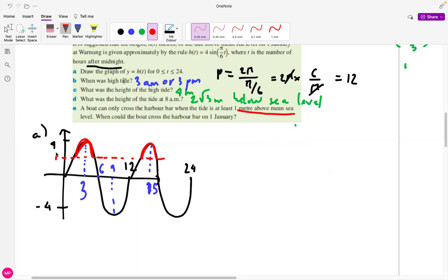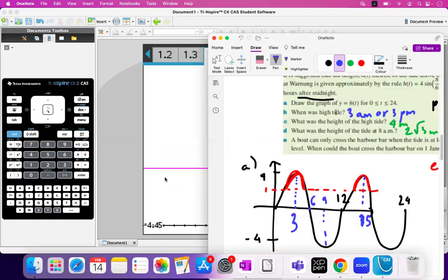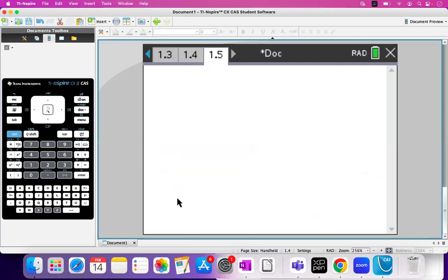So first of all, we're going to let 1 equal h. So for A, we have 1 equals 4 sin of pi over 6 t. If you divide by 4 on this side, you actually don't have the exact value for a quarter at the VCE level. So what we do, we're going to solve this on the CAS because we know the solution will be irrational. Okay, we go to menu, algebra, solve.